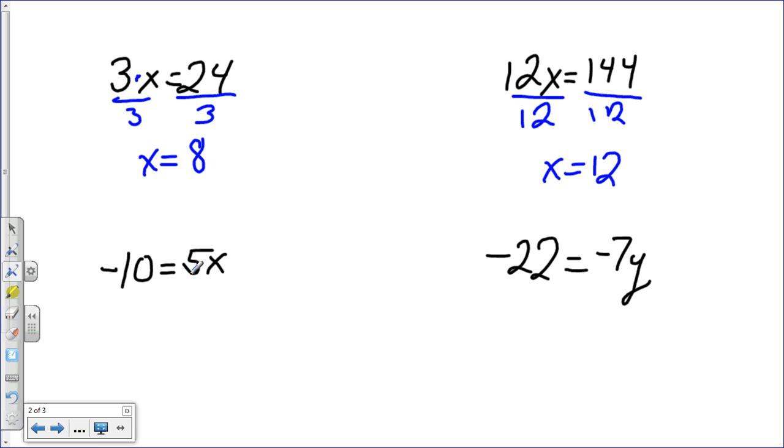And then we look here. This is 5 times x. We're trying to get this x by itself. So opposite of multiplication is division. Negative 10 divided by 5 gives us a negative 2. So the solution x equals negative 2.